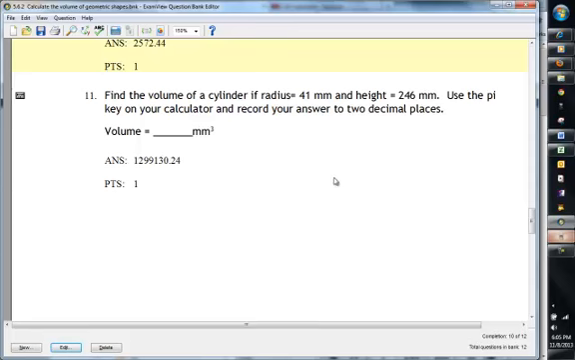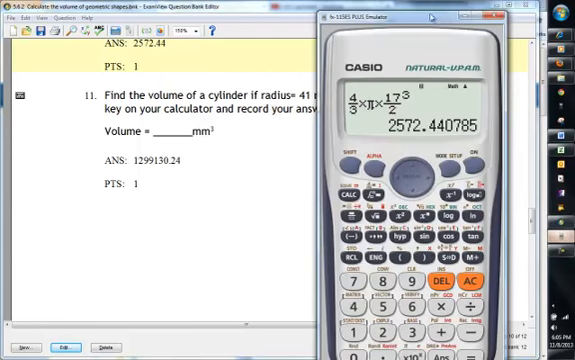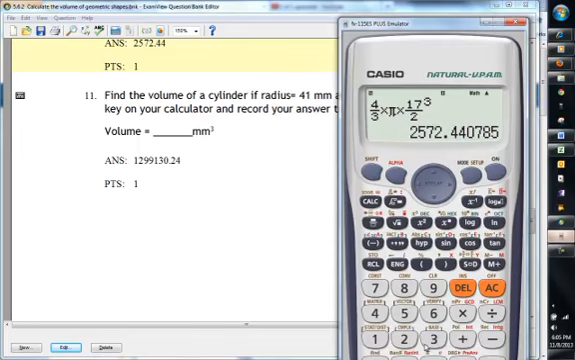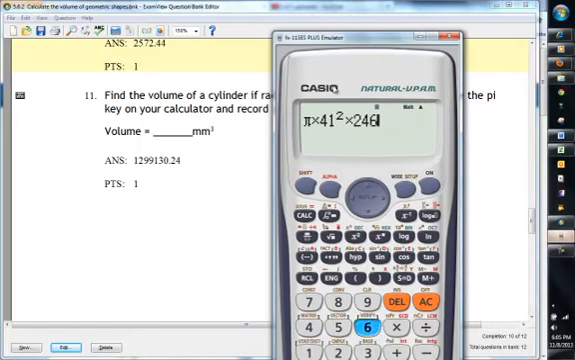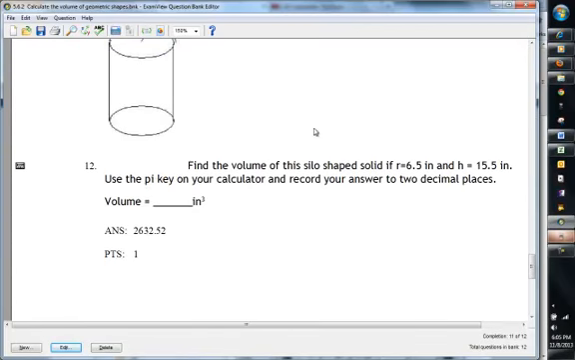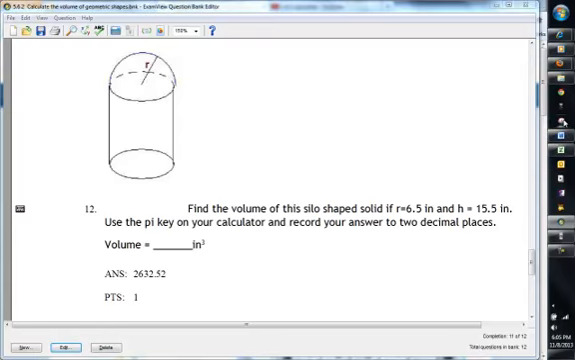Next one is a cylinder. Okay, so a cylinder is pi. Oops, we got to get the pi key. Shift pi times the radius, 41 squared, times the height, which in this case is 246, and we get 1299130.24 millimeters cubed.